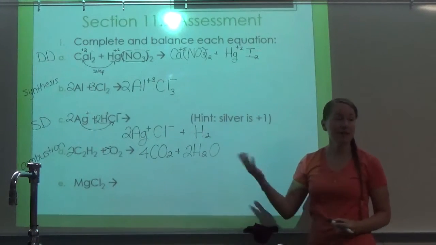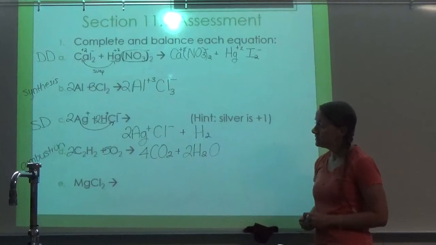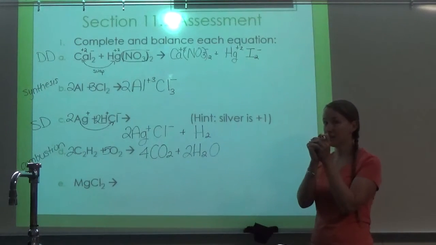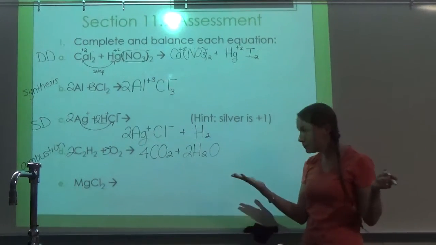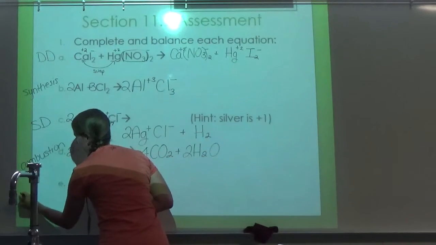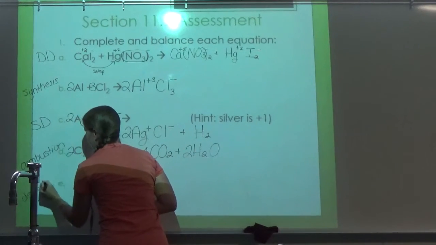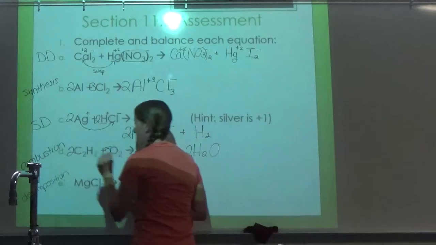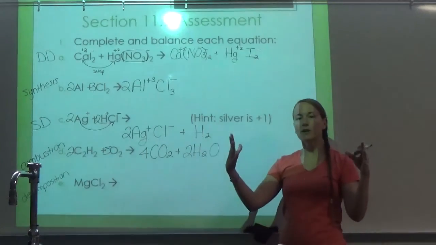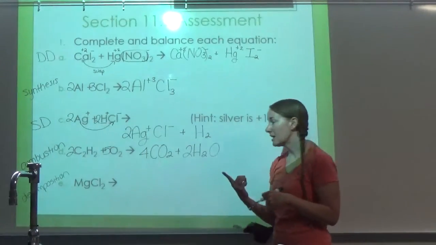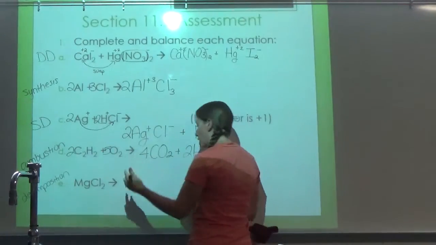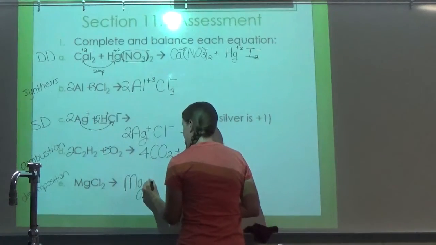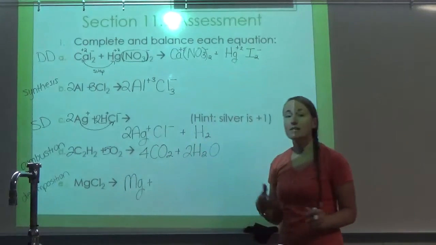All right, so our next one is one thing that's bonded together. We have magnesium and chloride all as one compound. So what's the only option? For it to break apart, split up, is decomposition. All right, so I'm going to break them apart. So remember, I've got to keep in mind those 7 diatomics. So magnesium is not going to be alone. Is magnesium a diatomic? No. So it's just Mg.